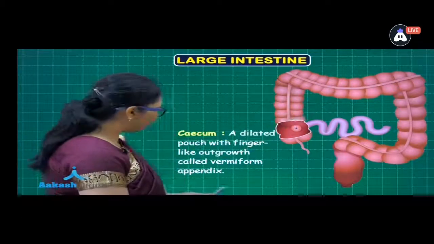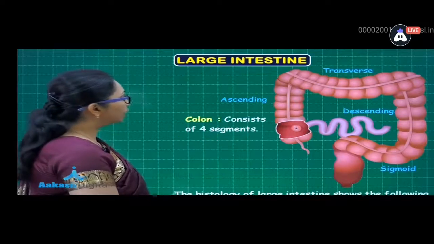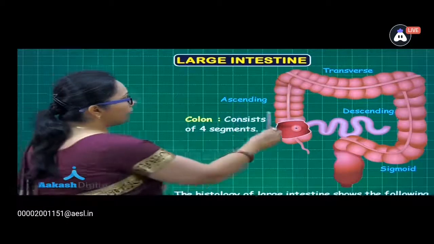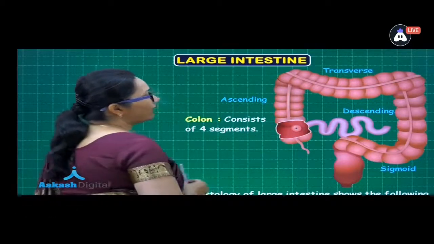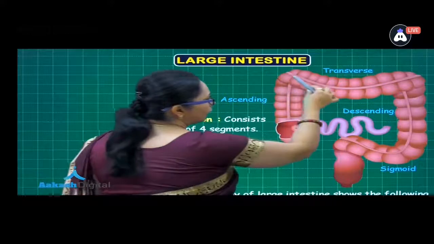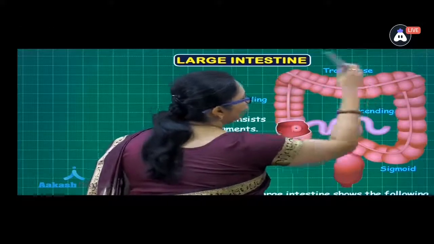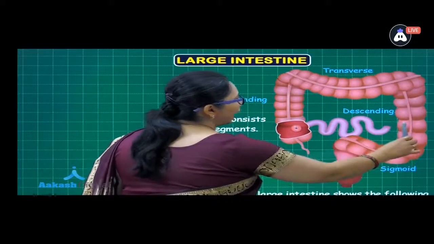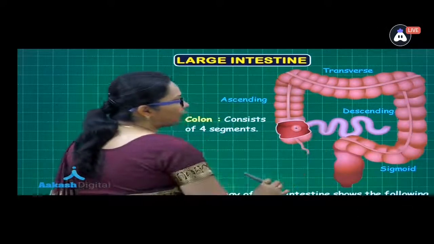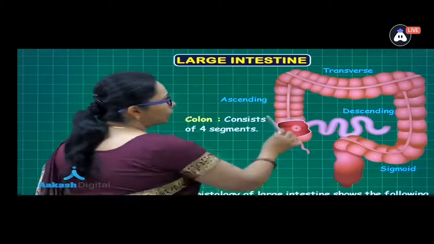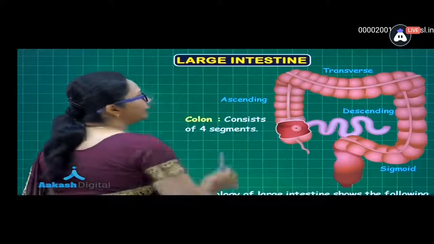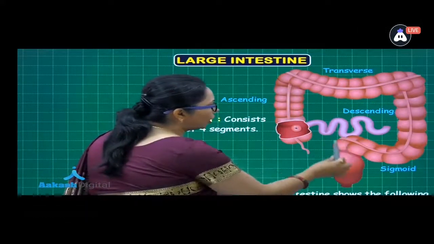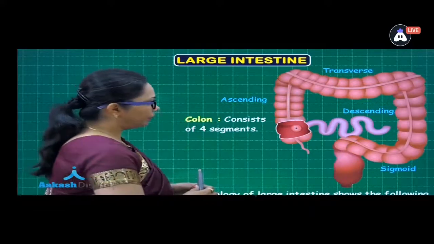Now, taking up the next part of the large intestine, that is the colon. Now the colon has 4 segments. Here when it is rising up, this is called the ascending colon. Then it runs through the width of the body, so that is the transverse colon. Then it comes down, that is the descending colon, and then it takes almost a sigmoid shape. This is called the sigmoid colon. So these are the 4 parts, out of which the ascending colon is the shortest segment. And this sigmoid colon opens into the rectum.